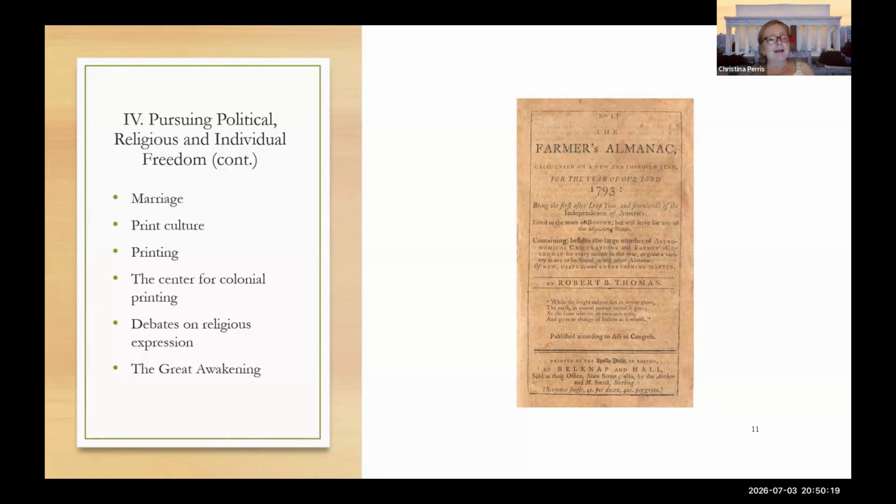That same year, the Eliot Bible, named for its translator John Eliot, was printed in the Natick dialect of the local Algonquin tribes. Massachusetts remained the center of colonial printing for 100 years, until Philadelphia overtook Boston in 1770.